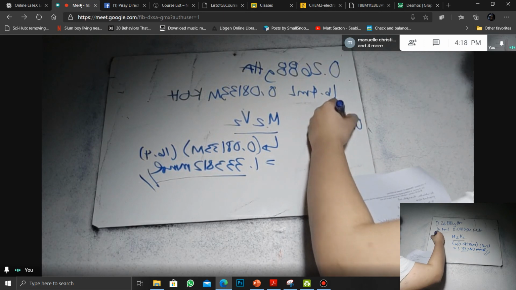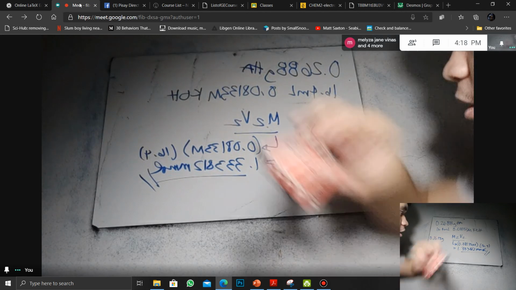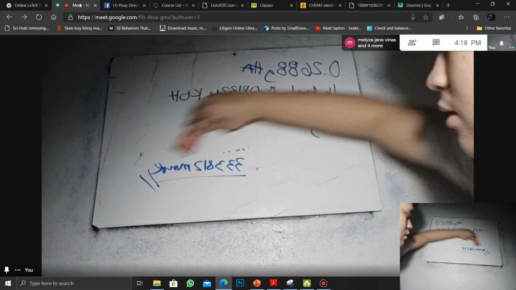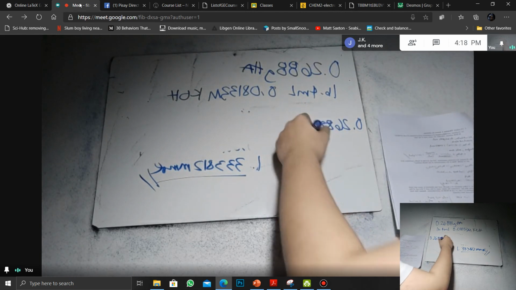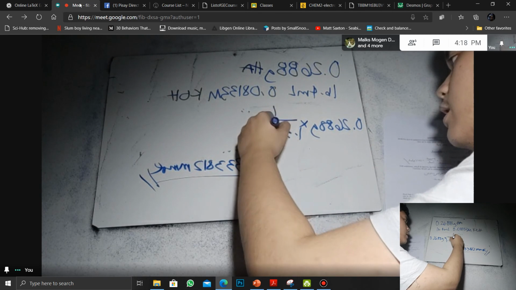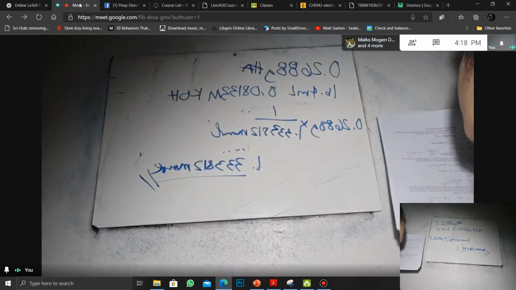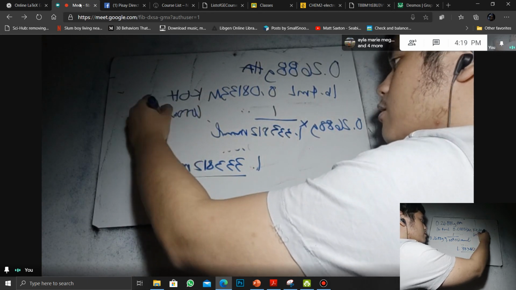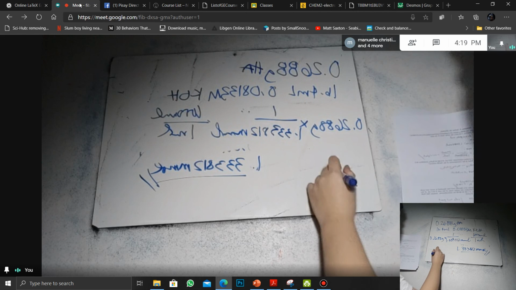0.2688 grams. Convert lang natin to molar mass, no? Times 1 over 1.333812 millimole times 1,000 millimole over 1 mole. Kasi molar mass, di ba? 201.5 grams per mole.